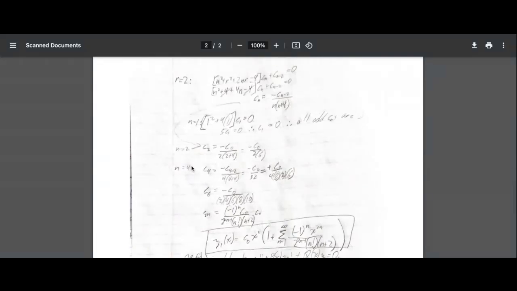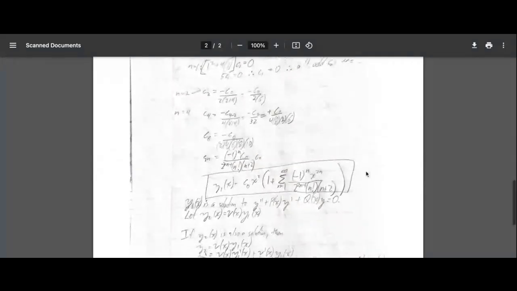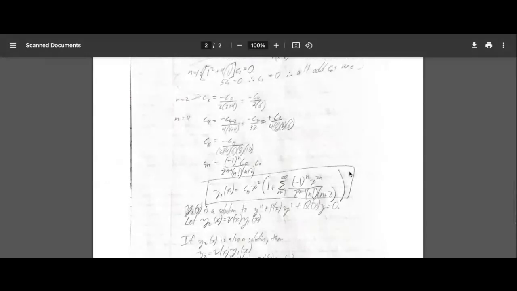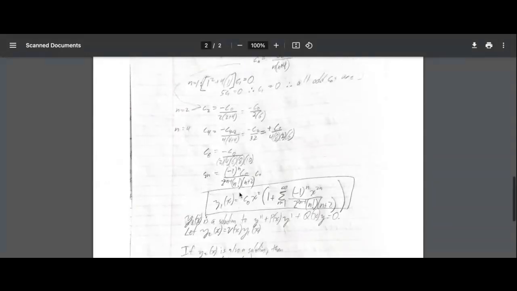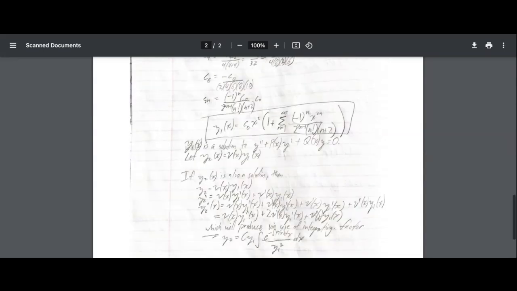n equals 2, I plug it in. n equals 4, I plug that in. I end up getting this relation. I think this is correct. Then you could put it into the general formula: c naught times x to the second power, because r is 2 in this case, and then 1 plus the sum from n equals 1 to infinity times that recursion relation until it goes on forever. And so y1 is the solution to our original formula, and y2 is a solution we could get, but it is not a Frobenius solution, so I didn't pursue that any further.